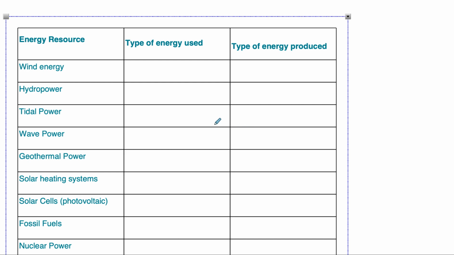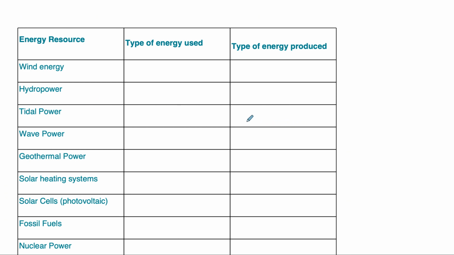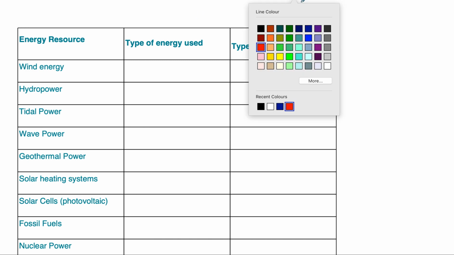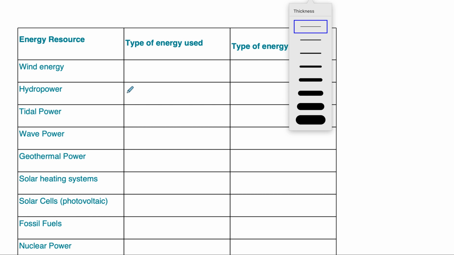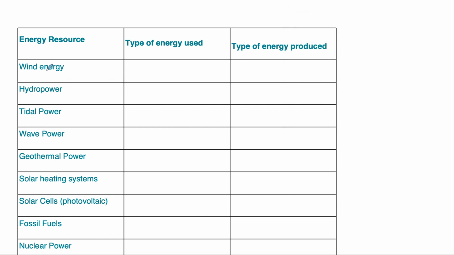So these are kinds of types of wasted energy. Let's have a look at energy resources in the context of energy transfers. And for this, I have a table here that I want to fill in with you. And we're going to have a look at the different types of energy resources, and then see what kind of energy they actually use.